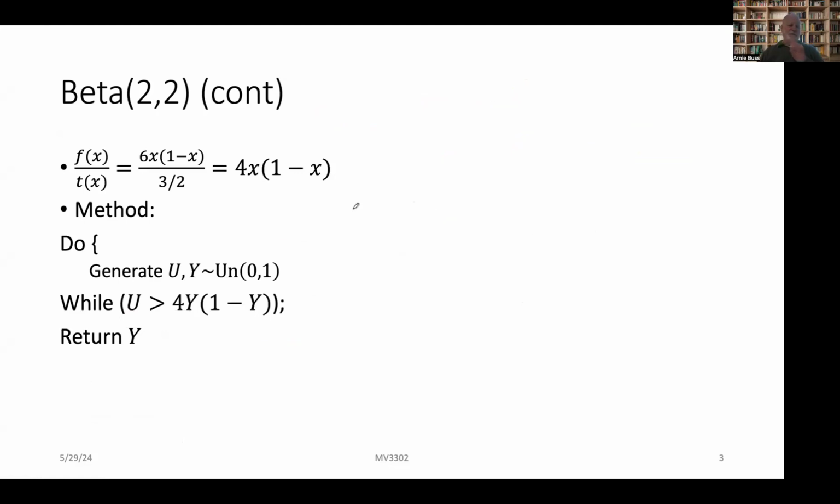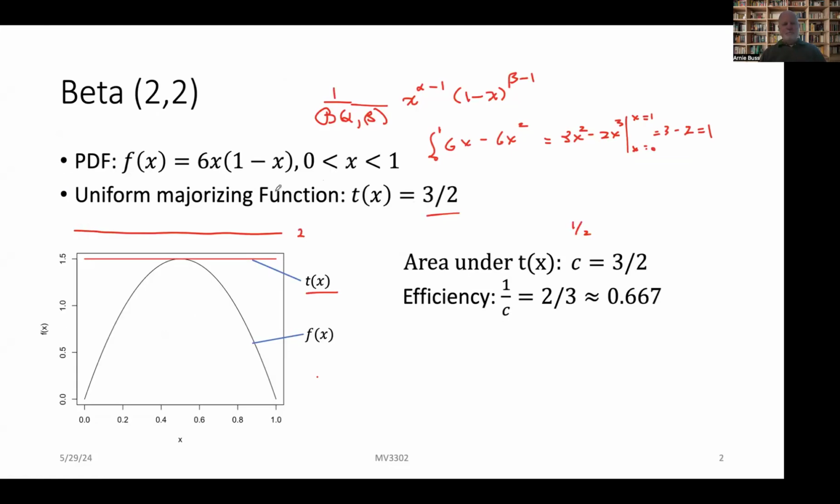Okay, so how do you remember that? Keep your finger on the place. The majorizing function is not a PDF. It's almost a PDF. It's a PDF when you divide by the area. But the important thing really is just kind of the shape.